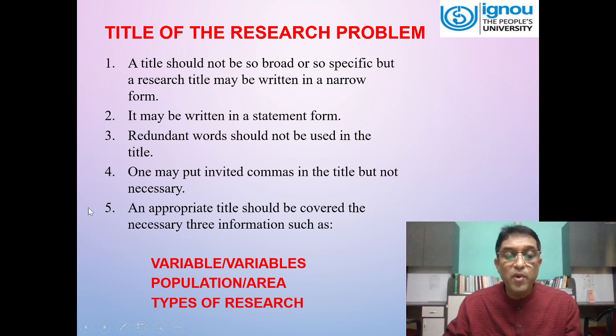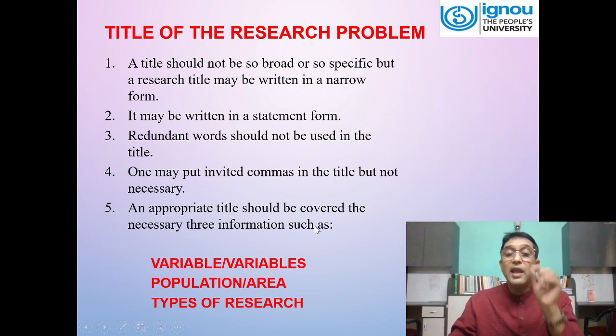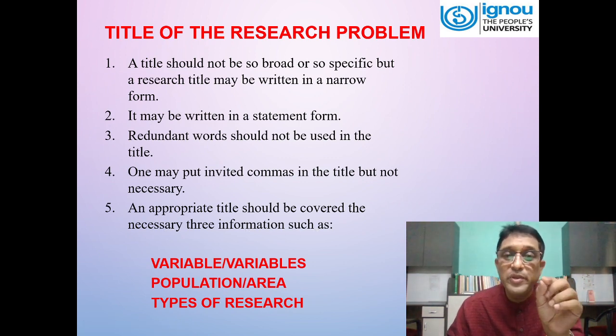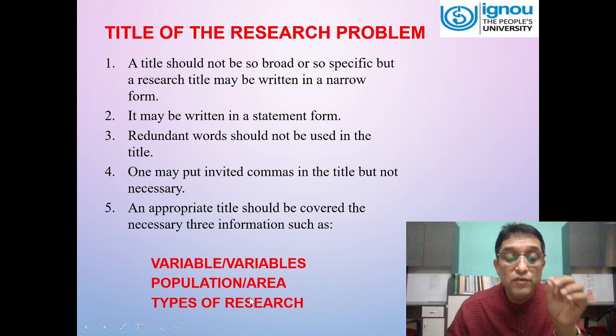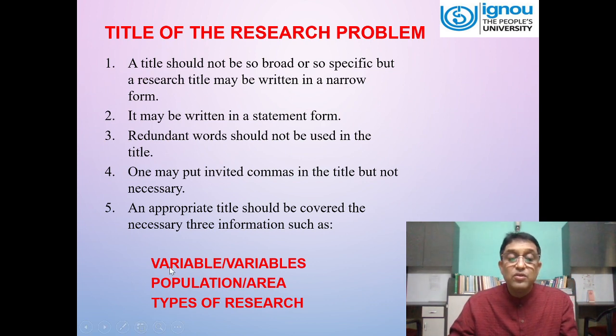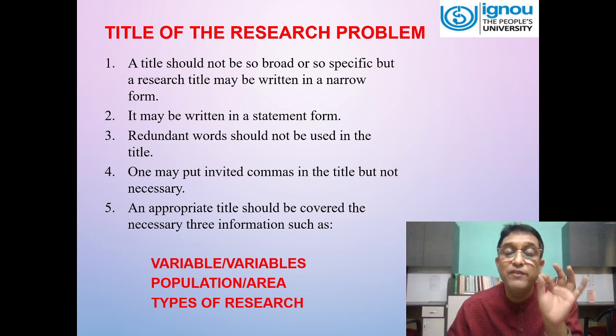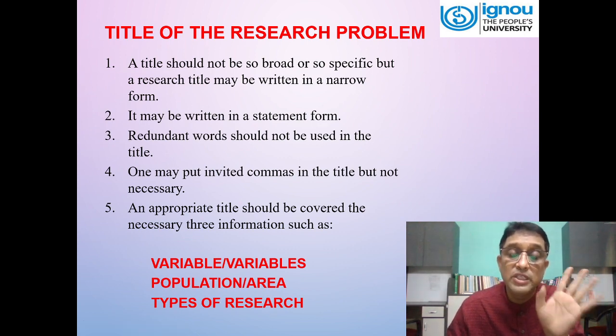Then the fifth point is important here. An appropriate title should cover the necessary three information. A good title, an appropriate title, a suitable research title gives three information. It means when you go through the research title, you will find out three information. One is the variable, or the variables. What are the different variables that have been used in the study?